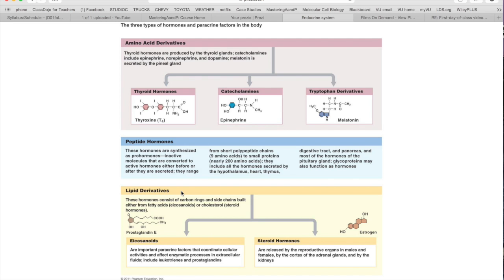The video talked about where the different ones have receptors. We'll go into that later on here. So these amino acid and peptide hormones would be what we call hydrophilic, and these lipid derivatives would be hydrophobic.